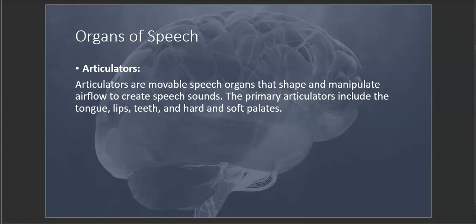So class, don't forget that articulators, as a part of organs of speech, are the movable speech organs that shape and manipulate airflow to create specific sounds or speech sounds. And I've talked about the primary articulators. They include the tongue, the lips, the teeth, and the hard and soft palates, okay? Do not forget that. So class, do not forget that it's very, very easy to understand these speech articulators, or the articulators, as an organ of speech.